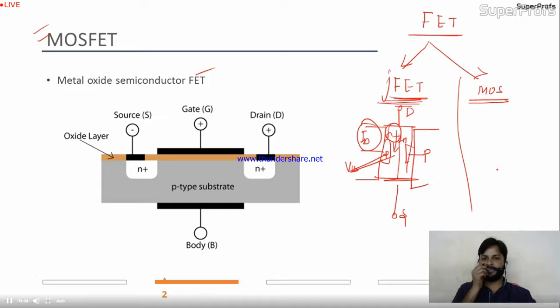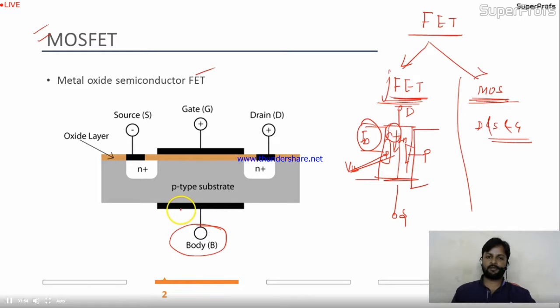Now MOSFET is a little different. How do we make up this MOSFET? See, in this diagram, in the JFET we have three terminals: drain, source, and gate. But here we have four terminals, one extra because of this body.